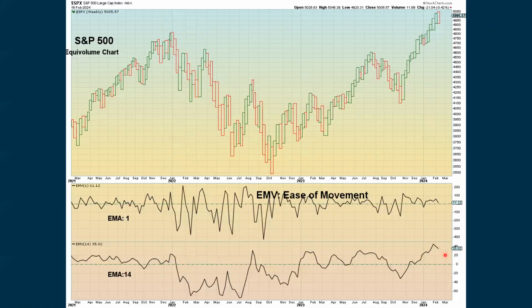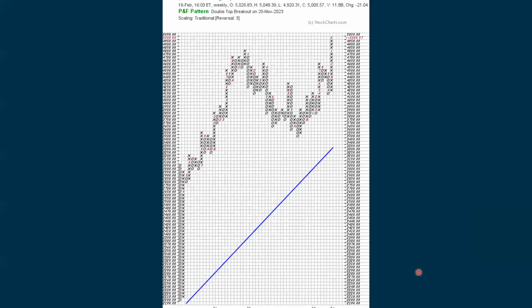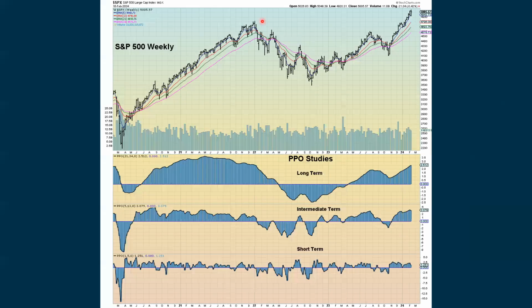We came down just a little bit with the ease of movement, but we're still above zero that way. And we didn't have anything new drawn here in the point and figure chart. We're still looking positive here, setting recent all-time highs. The last signal that was generated was a double top breakout back on November 20th of 2023.